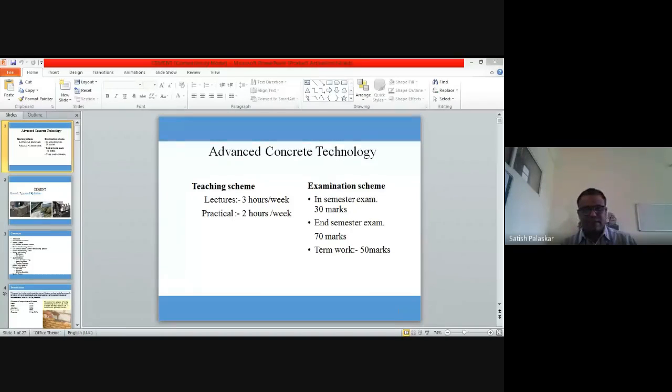These are the different tests which we are going to perform in the hardened state of the concrete.